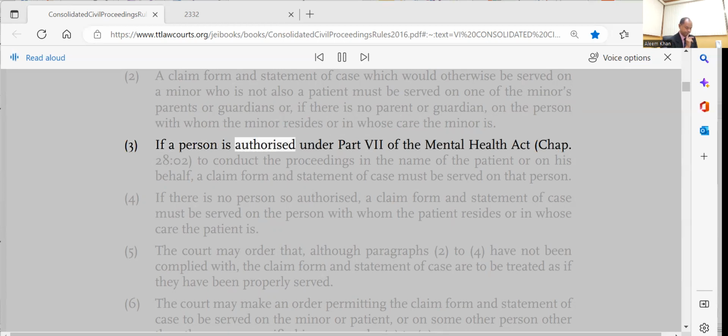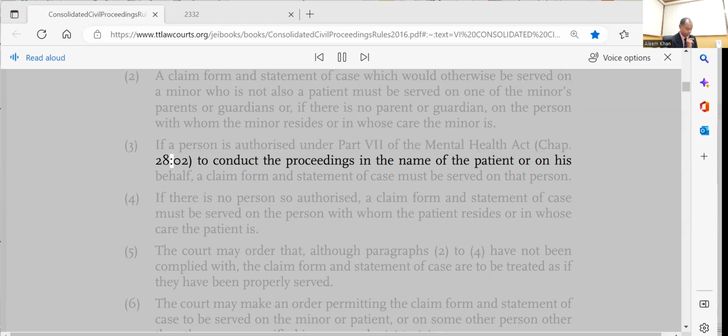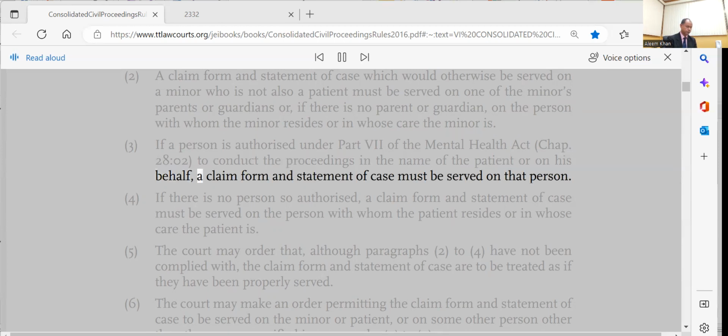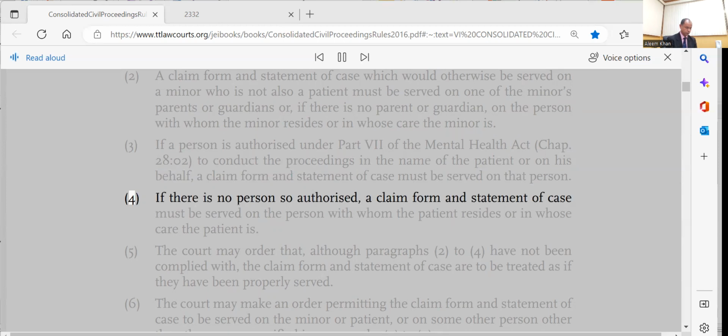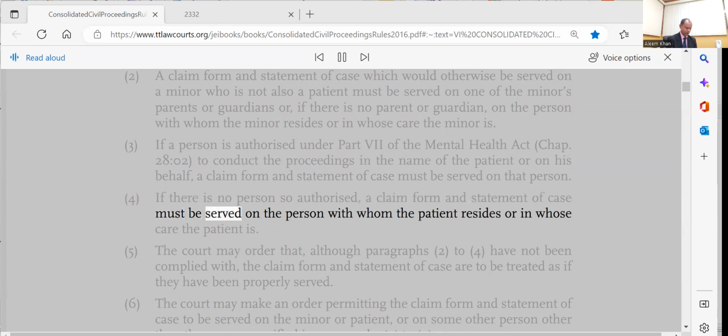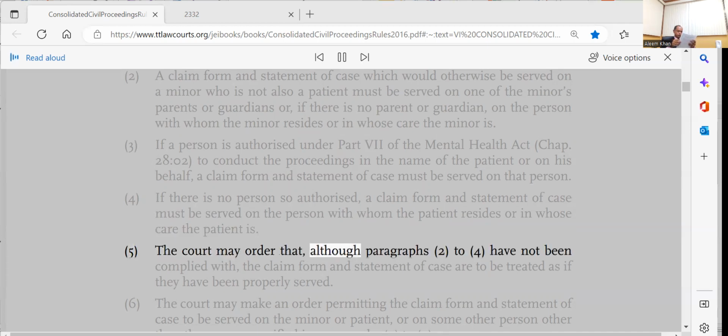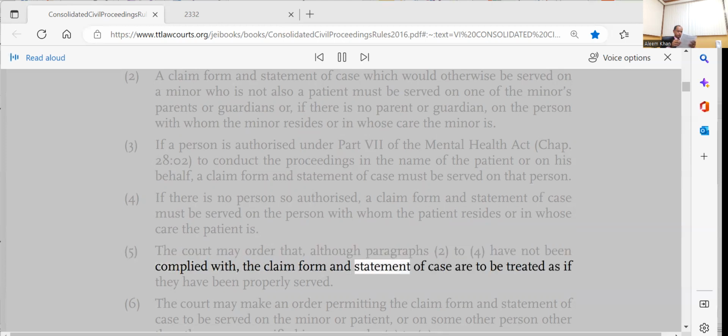3. If a person is authorized under Part 7 of the Mental Health Act, Chap. 28:02, to conduct the proceedings in the name of the patient or on his behalf, a claim form and statement of case must be served on that person. 4. If there is no person so authorized, a claim form and statement of case must be served on the person with whom the patient resides or in whose care the patient is. 5. The court may order that, although paragraphs 2 to 4 have not been complied with, the claim form and statement of case are to be treated as if they have been properly served.